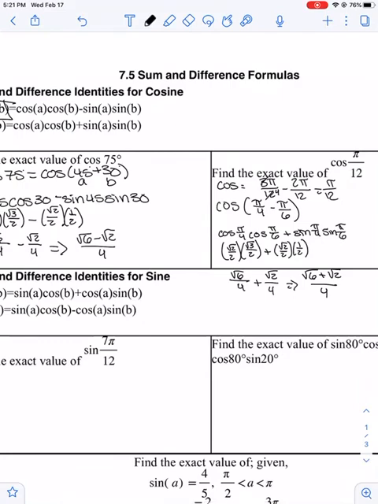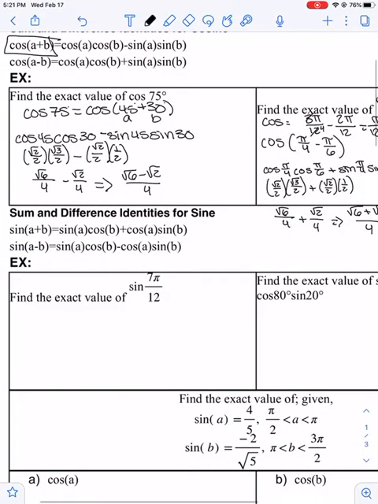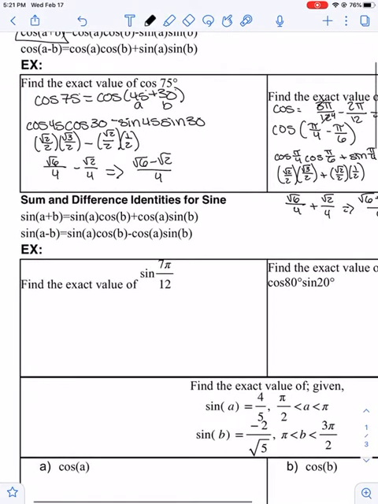So these top two equations are the sum and difference identities for cosine. So now we have ones for sine. So this first one is find the exact value of 7 pi over 12. And again, you can pick from either using addition or subtraction, but you want to try and find unit circle values. And I'm thinking of what adds to 7, which is 3 and 4.